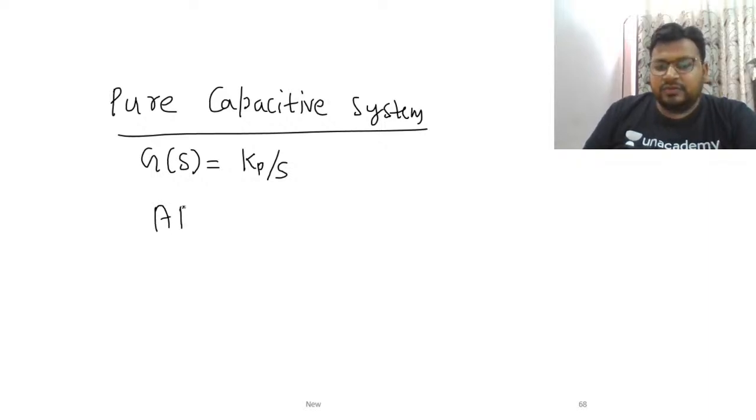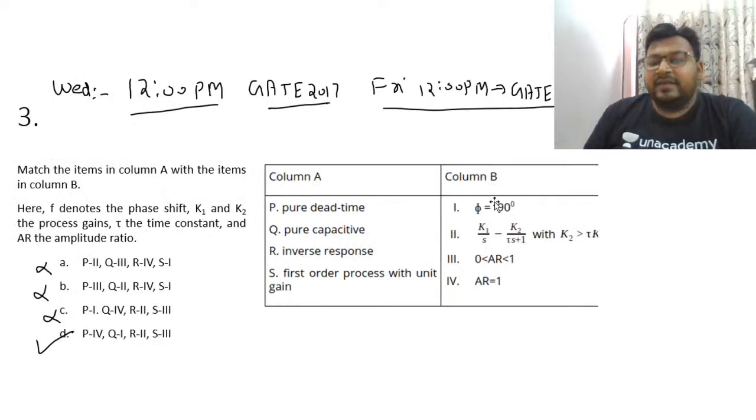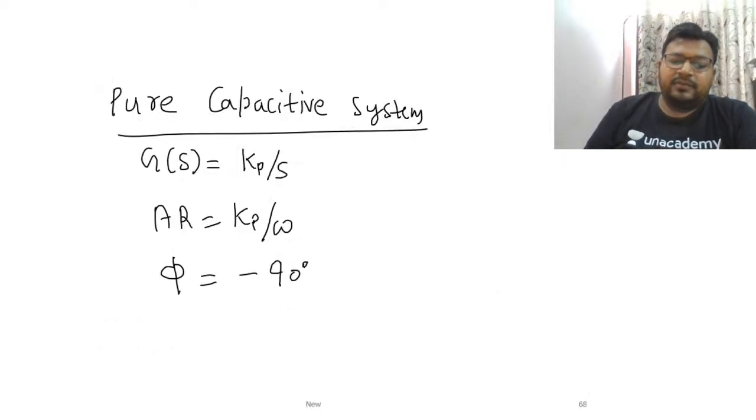What is the amplitude ratio? Amplitude ratio is Kp by omega. So as omega increases, amplitude ratio decreases. And what is the phi? Phi for the purely capacitive system is 90 degree. So these are the three things that you should know for the purely capacitive system. So you can see phi is 90 degrees written here, and that is the pure capacitive system. So Q must be 1. ठीक है?